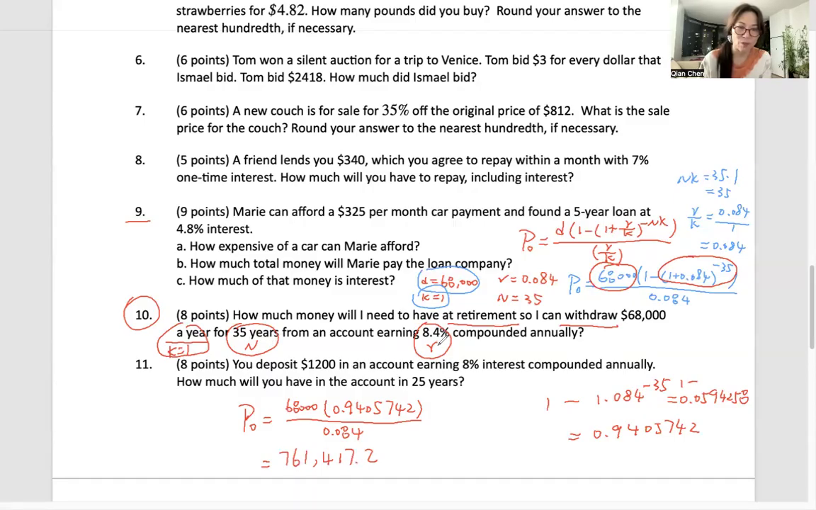Which means if I want to withdraw $68,000 per year when I retire for 35 years with this 8.4% interest, I need to have this much money in my retirement account, $761,417.20. If I have this much in my retirement account, that would allow me to withdraw $68,000 each year for the next 35 years. All right, that's number 10. So 9 and 10 both use the last formula, right?